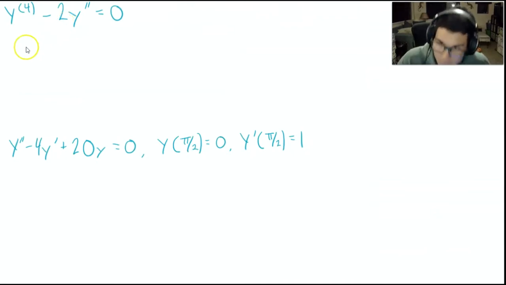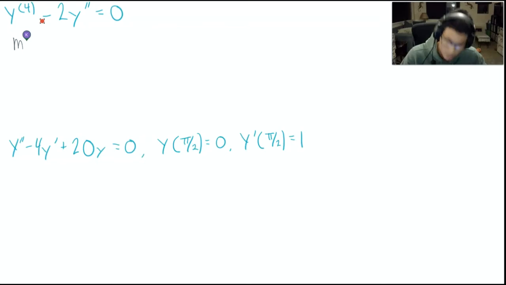Okay, so we see that we have a fourth derivative minus 2 times the second derivative, and that is equal to 0. So this is a higher order homogeneous equation, and we're going to solve it using a characteristic equation. We'll use m to describe the degree of this polynomial and relate it to the order of this differential equation.